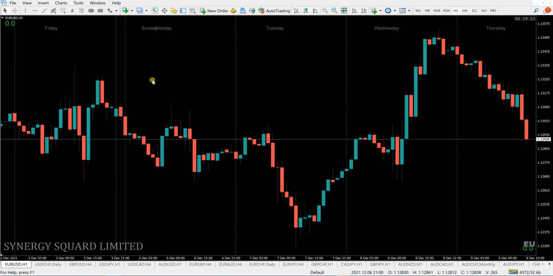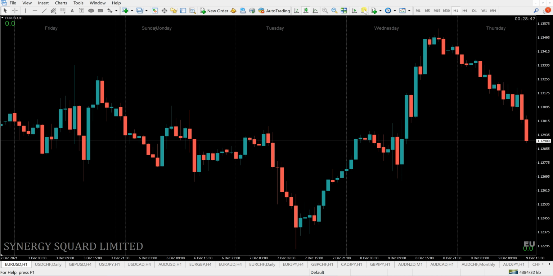This is an H1 time frame, and with these period separators, we can see that from here to here is 1 day. This is the beginning of Wednesday, and this is the end of Wednesday. This is the beginning of Tuesday, this is the end of Tuesday, and just like that. So in 1 day, you can have about how many hours? 24 hours. So based on your broker, you can have about 24 candlesticks, making one full day.